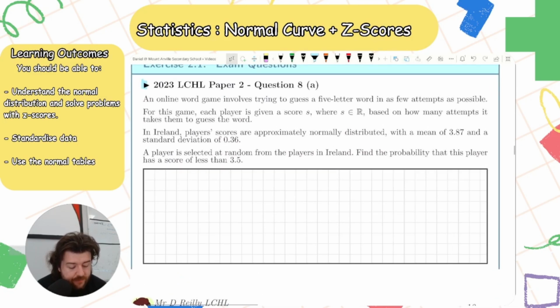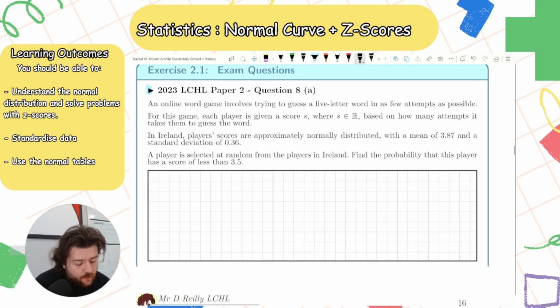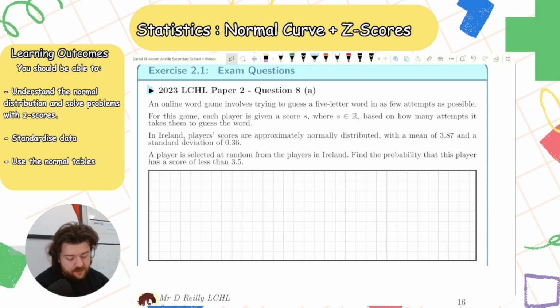Right, some exam questions here. 2023: an online game involves trying to guess 5-letter words in as few attempts as possible. For this game, each player is given a score S, where S is a real number, based on how many attempts it takes them to guess the word. In Ireland, players' scores are approximately normally distributed with a mean of 3.87 and a standard deviation of 0.36. A player is selected at random from the players in Ireland. Find the probability that this player has a score less than 3.5.